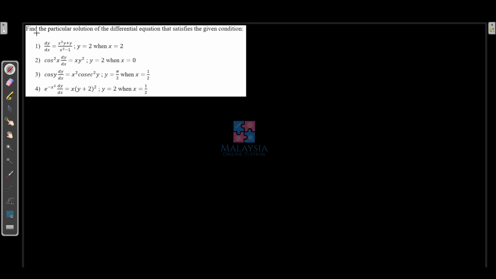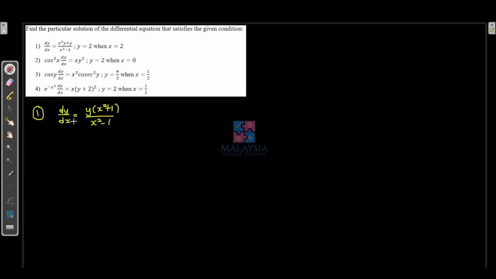Okay, so for question number 1, find the particular solution of the differential equation that satisfies the given condition. For part 1, dy/dx equals (x squared y plus y) over (x squared minus 1), where y equals 2 when x equals 2. First things first, we can see that on the right hand side, we can take out the y. So we have y times (x squared plus 1) over (x squared minus 1).